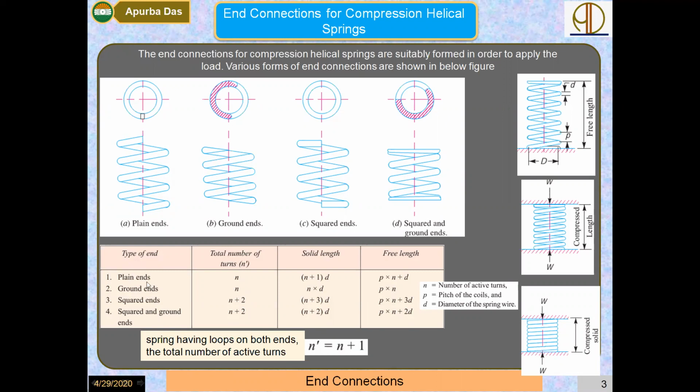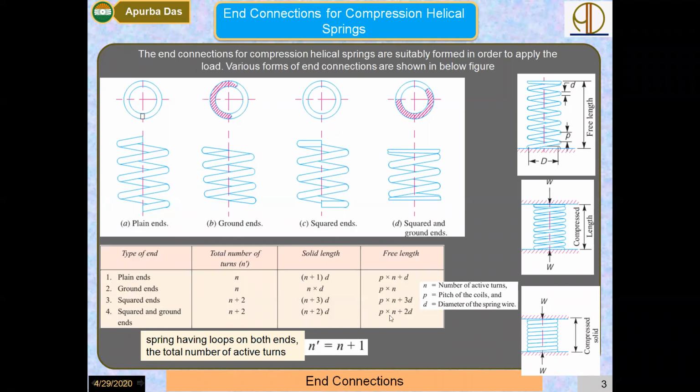So, the number of active turns for different cases: for plain ends, n dash is equal to n, and for ground ends, n dash is equal to n. For square ends, n dash is equal to n plus 2, and for square and ground ends, n dash is equal to n plus 2. So the number of turns n dash is governed for different cases. For a spring having a loop on both ends, the total number of active turns n dash is equal to n plus 1.